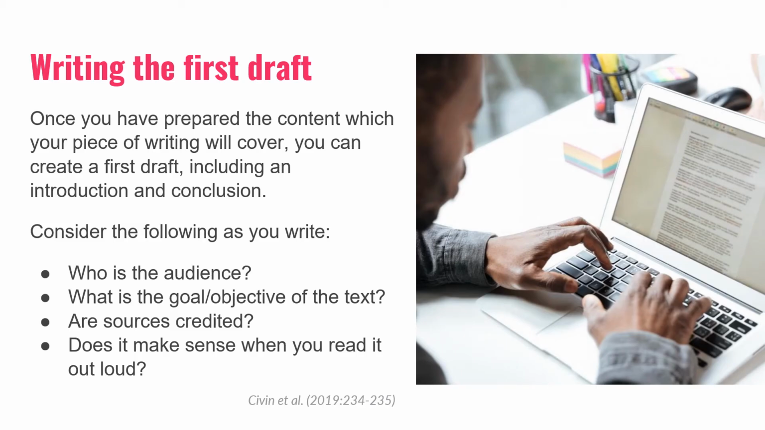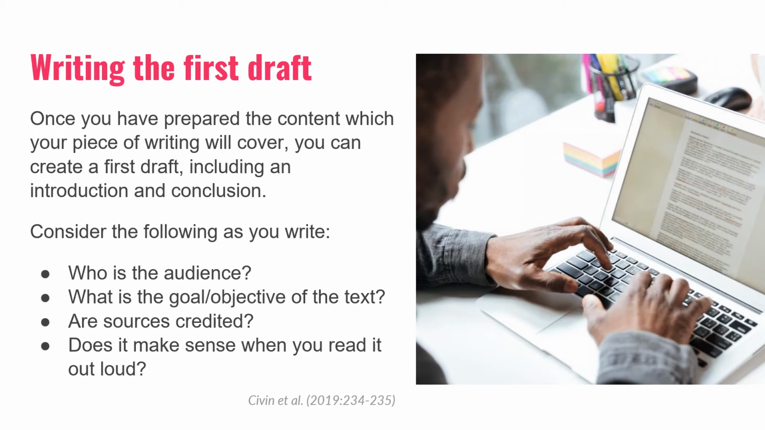So now you know which ideas are to be addressed in your piece of writing, and you've done research to support those ideas. Now you're ready to write your first draft, which includes an introduction and a conclusion. You can write the introduction and conclusion later. First, think about your audience. What is the goal or objective of the text? Are your sources credited? Does it make sense when you read your draft out loud?